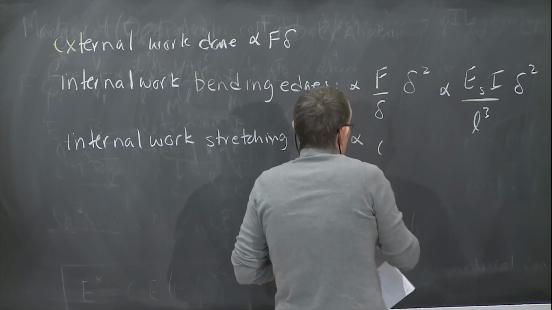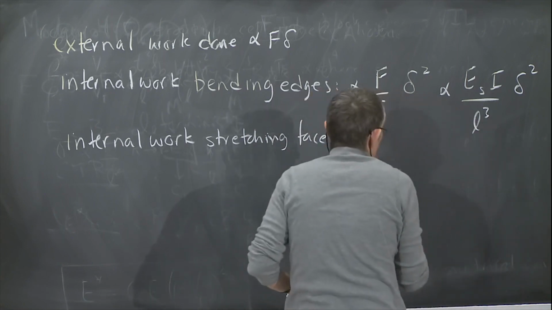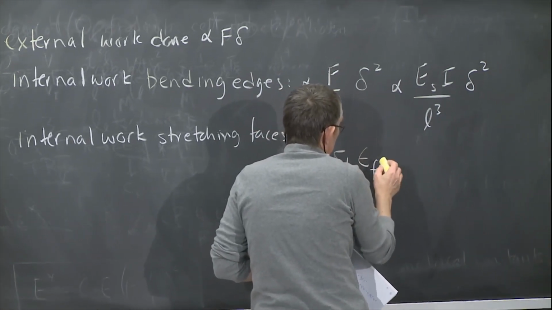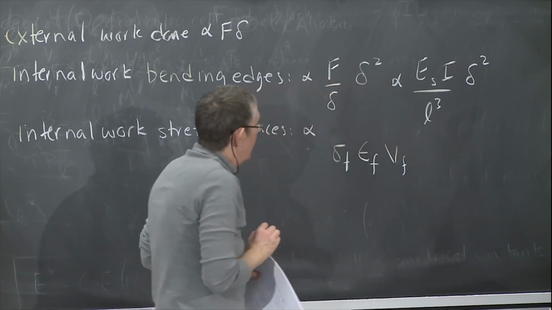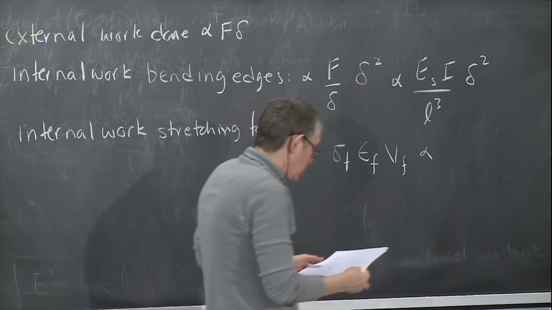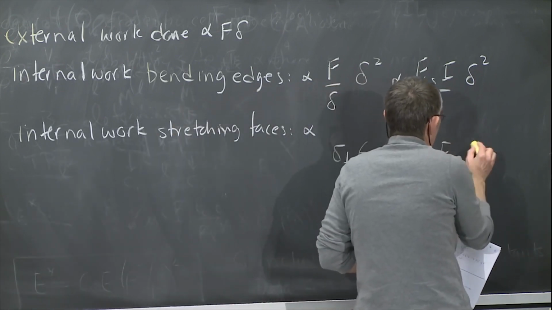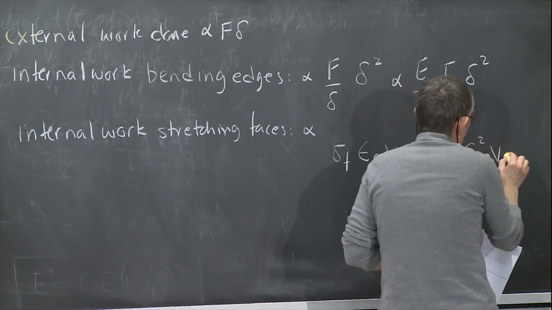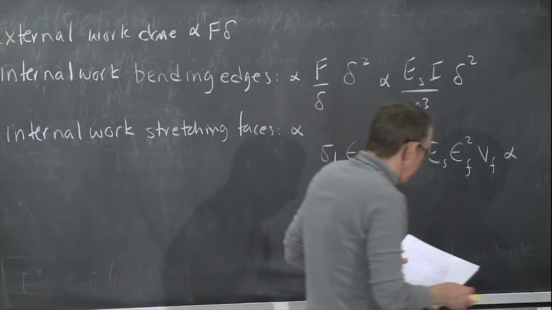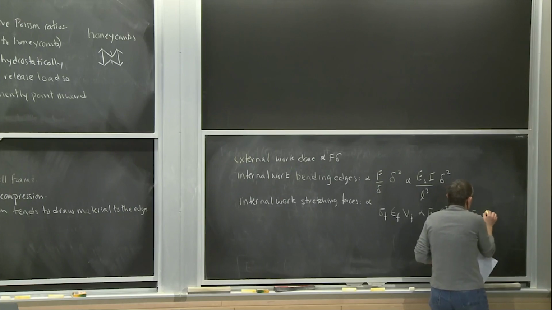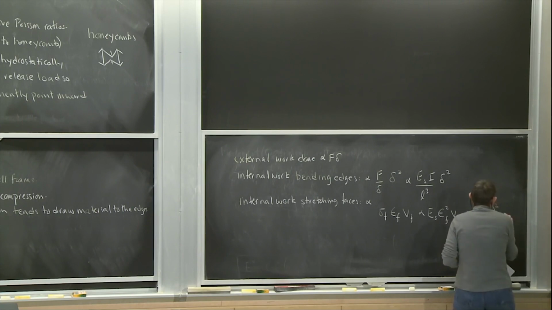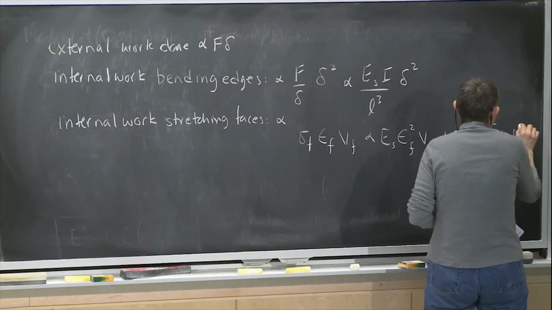And that internal work is going to be, I'm going to run into my other equations here. Let me put it down a little. That's going to go as the stress in the face times the strain in the face times the volume of the face. Or I could write that instead of stress of the face, in terms of Hooke's law, as E of the solid times the strain in the face squared times the volume of the face. And I can replace the strain in the face by delta over L. So it's delta over L squared, and then the volume of the face is going to be T of the face times L squared.